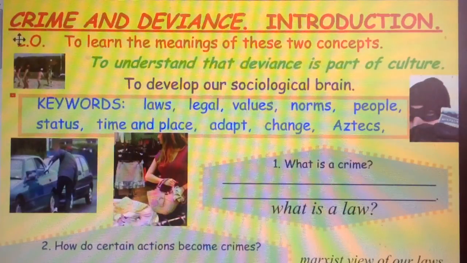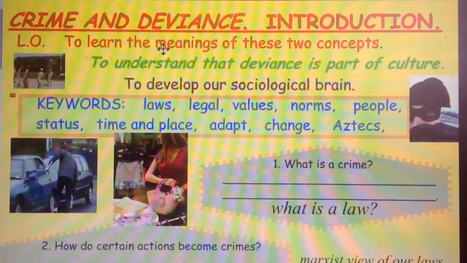Okay, this is our first lesson on crime and deviance, so a quick introduction. We're going to learn the meanings of these two concepts, crime and deviance. You already think you know what this means. You'll need to relearn it, but even what you think about this is probably not entirely correct.